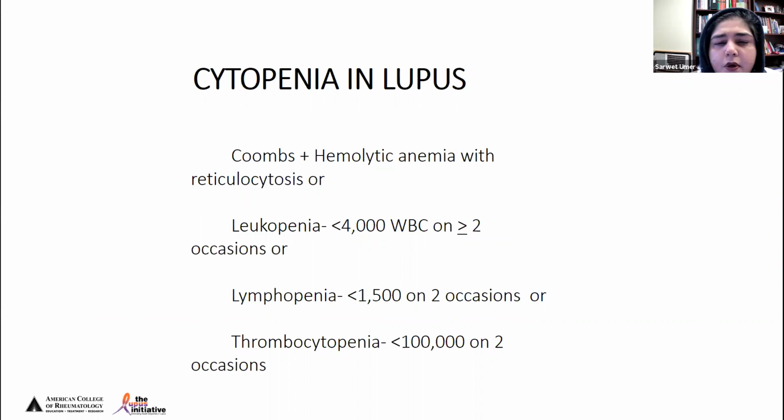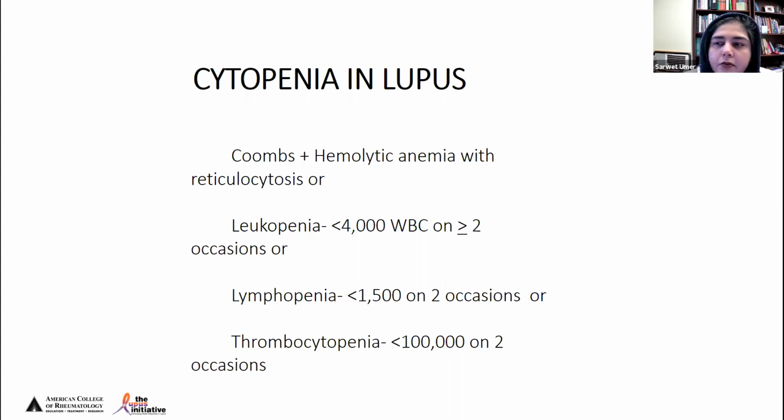Cytopenias in lupus: Coombs-positive hemolytic anemia with reticulocytosis, or leukopenia with white cells less than 4,000 on more than 2 occasions, lymphopenia with less than 1,500 on more than 2 occasions, and thrombocytopenia less than 100,000 on more than 2 occasions. This is how you make the diagnosis of cytopenia or blood dyscrasia with lupus.